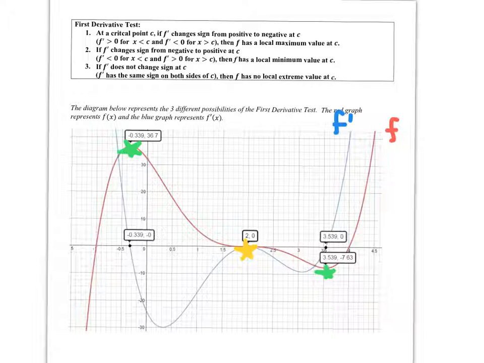So on the description above, at a critical point c, if f prime changes from positive to negative, this will be a maximum. If f prime changes from negative to positive, this will be a minimum. And if f prime does not change sign at c, then f has no local extreme value. So the derivative might be 0, but it's not a max or a min.